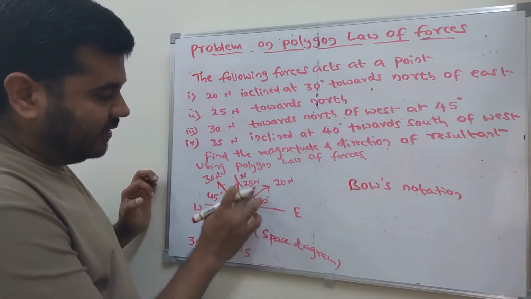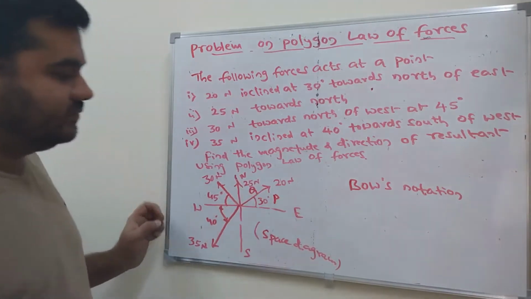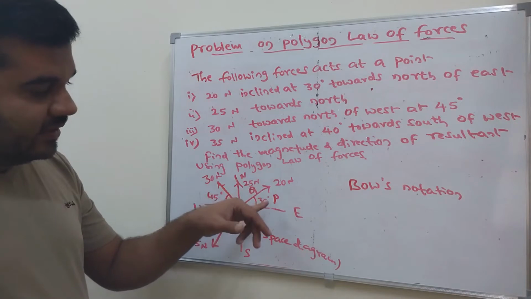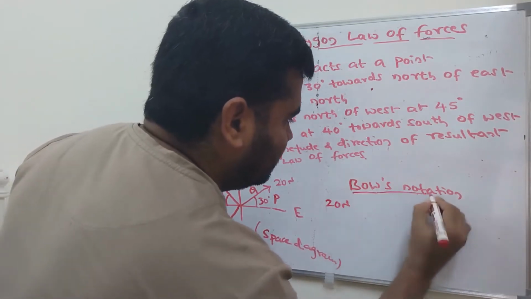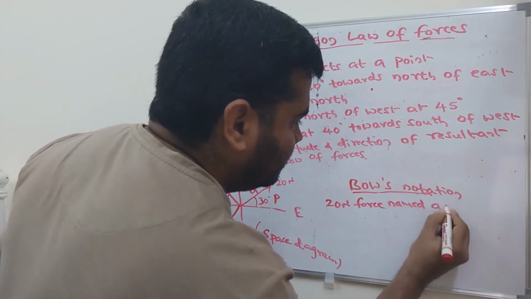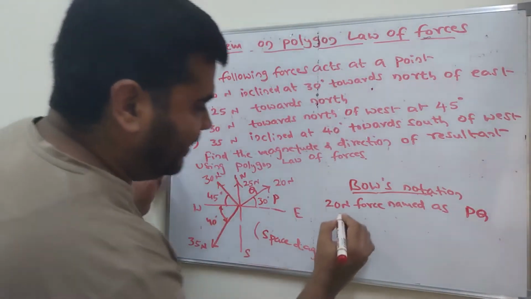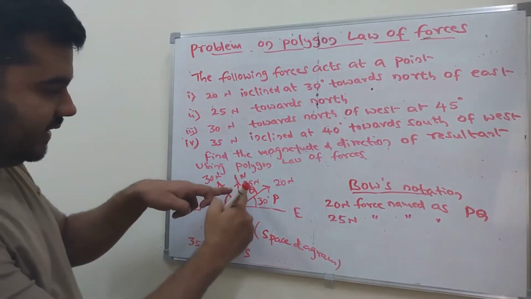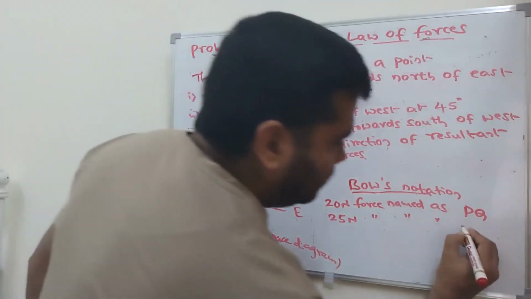In between the 20, you just mark the notation as this is P and this is Q. The force that lies there, that is the 20 Newton force, is named PQ. Okay. Next, come to the 25 Newton force, named as QR. Here this is R. Okay, QR, 25 Newton. That is QR.